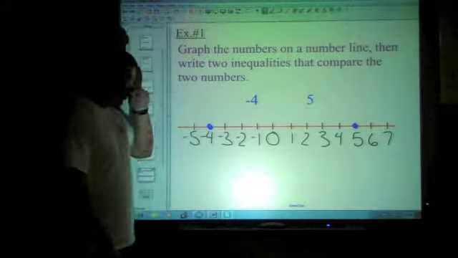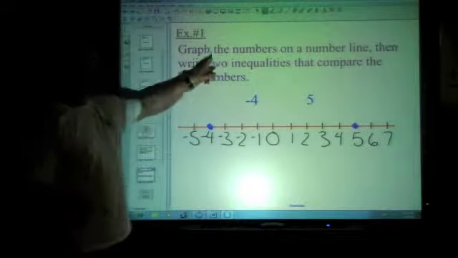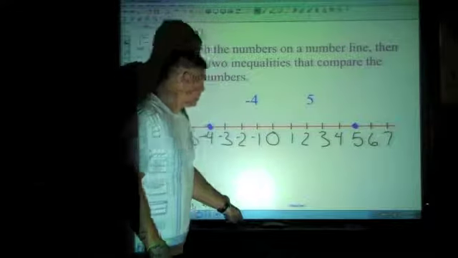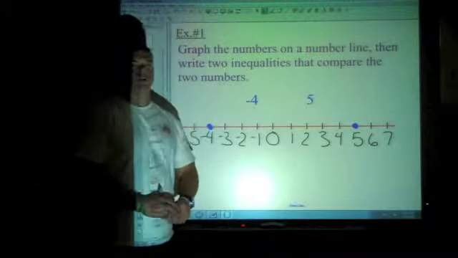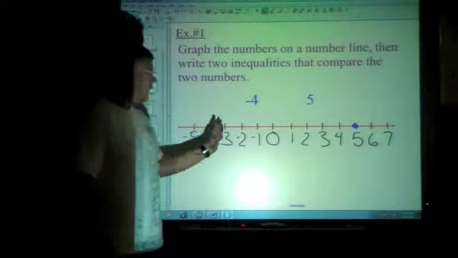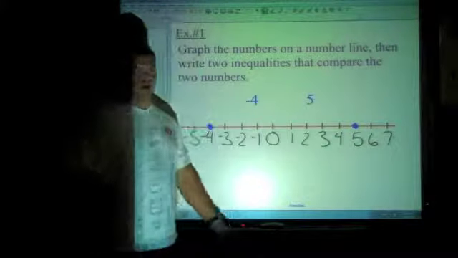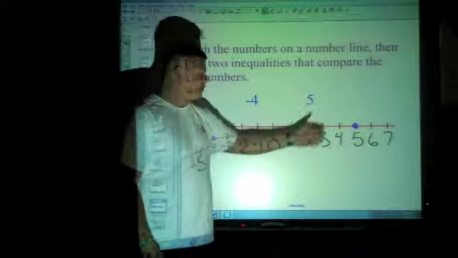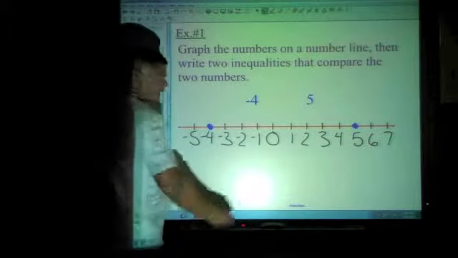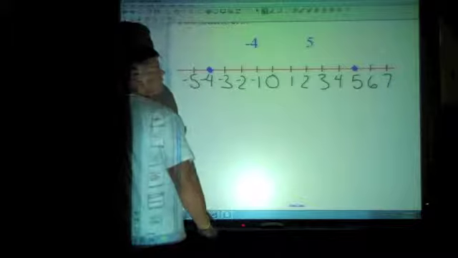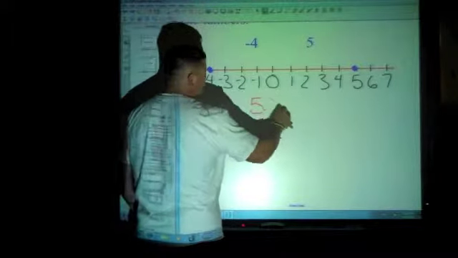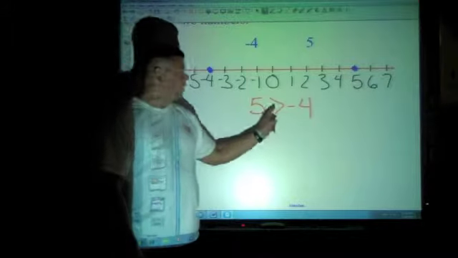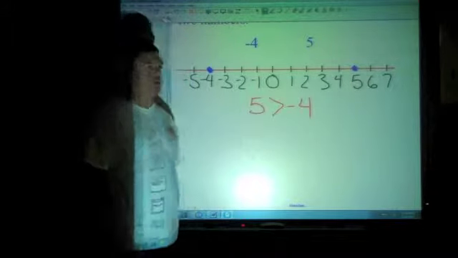So I have now put their locations on the number line, and I need to write 2 inequalities that compare them. So here's how you do that. Is one of these numbers bigger than the other? The answer is yes. The number that's farther to the right is bigger than the number that's farther to the left. Always. Alright? So whatever number's to the right is bigger. One way we could write an inequality to describe this is we could say 5 is greater than -4. So that is one inequality that compares the two numbers.